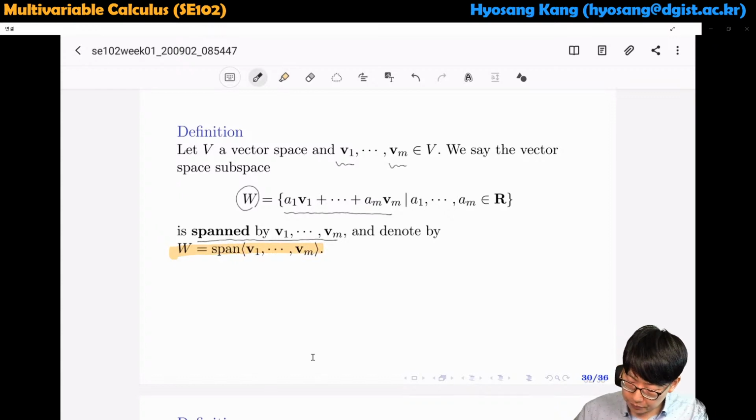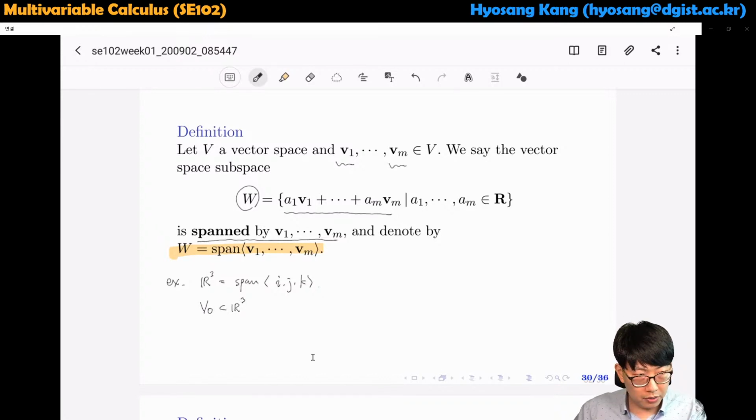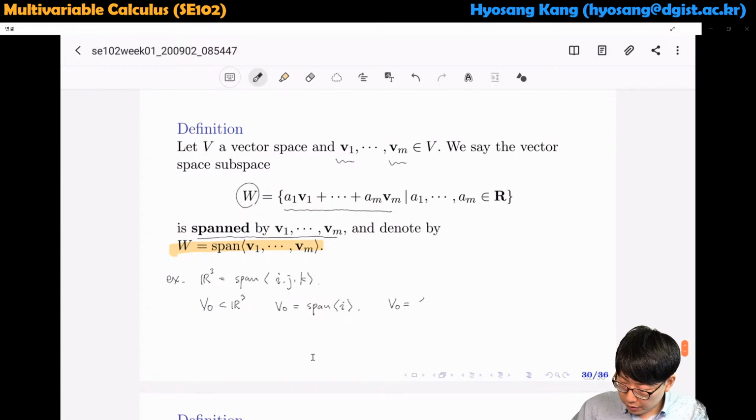So in other words, let's say, for example, R3 is spanned by i, j, k. And then let's say v0 lying inside of R3. That was the previous example when k is 0. So that's the x-axis in R3. Then v0 is spanned by just one vector, because v0 consists of (x, 0, 0).